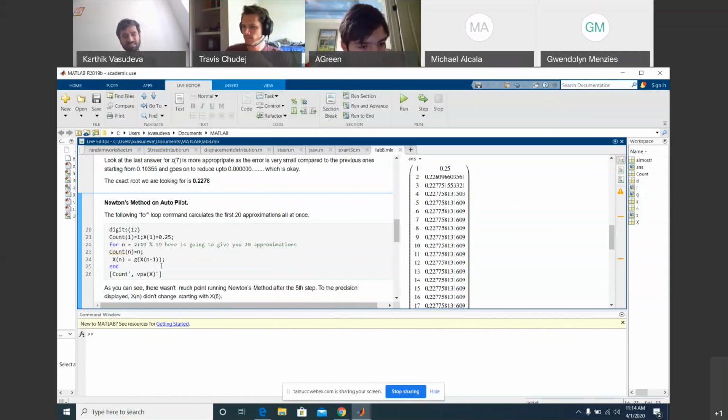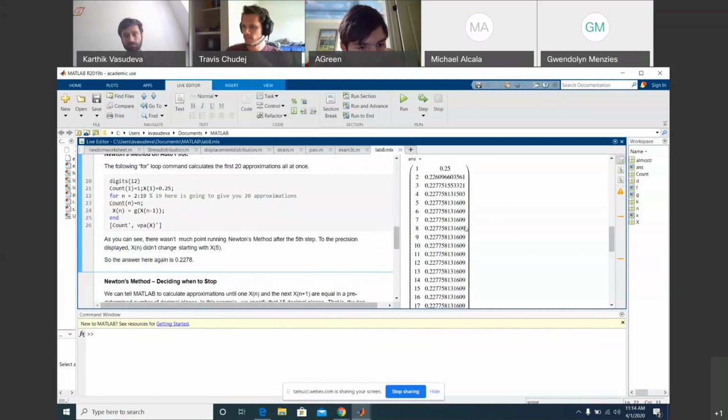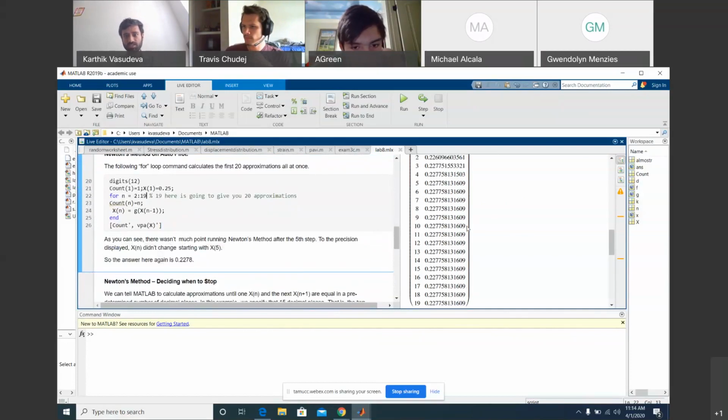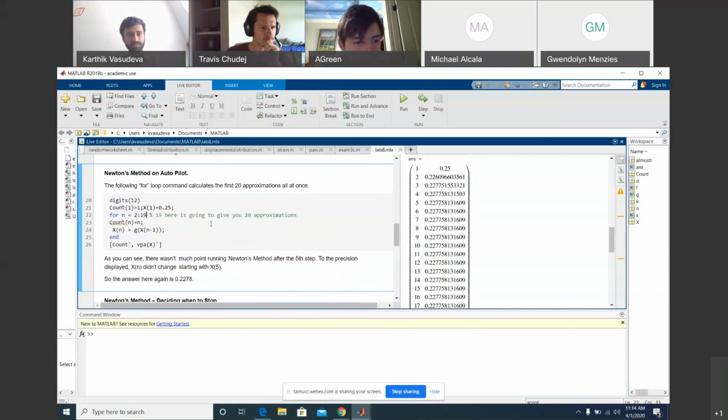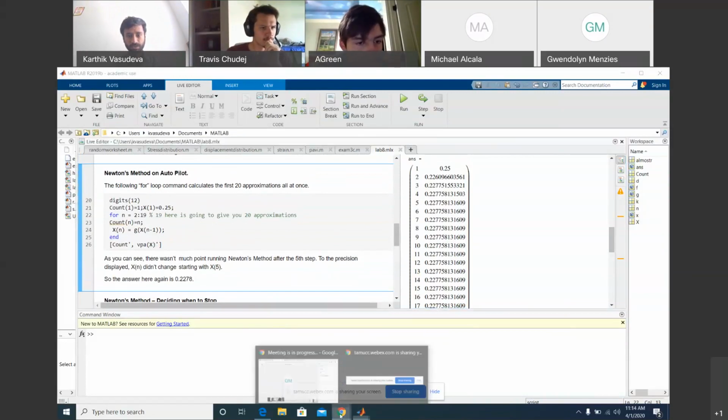Okay, and the other code remains just the same. So if you want 20 approximations, you have 20 different answers. But if you closely observe, 4 and 5 are almost the same. That means the rest of the other answers are not useful because we have a similar answer at the fifth entry. So that is what we have for this Newton's method on autopilot.